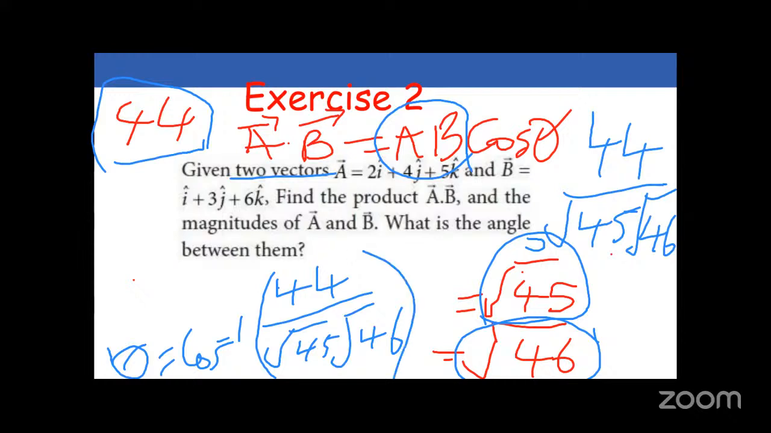So that will give you the final answer. So I want you to simplify that and then send the answer on the comment page. Let's see if your answer is correct.